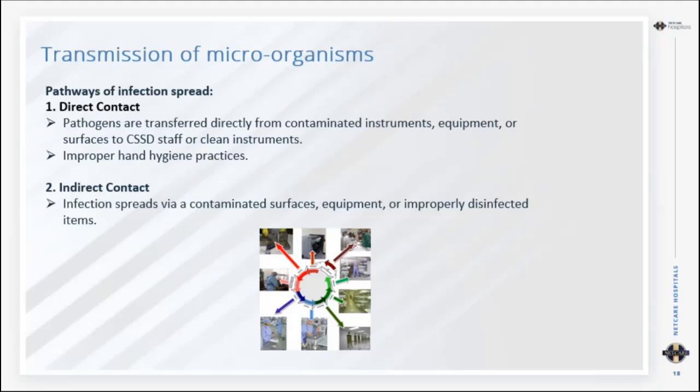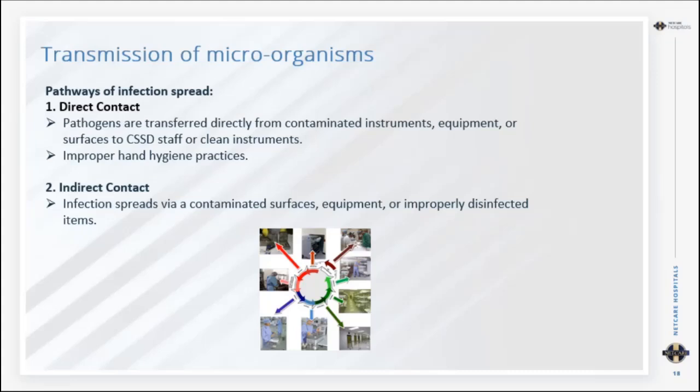So we're now going to look at transmission of microorganisms within our CSSD, and the pathways for infection spread. We look at direct contact and indirect contact. For direct contact, the pathogens are transferred directly from contaminated instruments, equipment, or surfaces to CSSD staff or to clean instruments. Here we also look at improper hand hygiene practices. Handling soiled surgical instruments without proper PPE, and failure to wash your hands between handling contaminated and clean items, would be examples of direct contact.